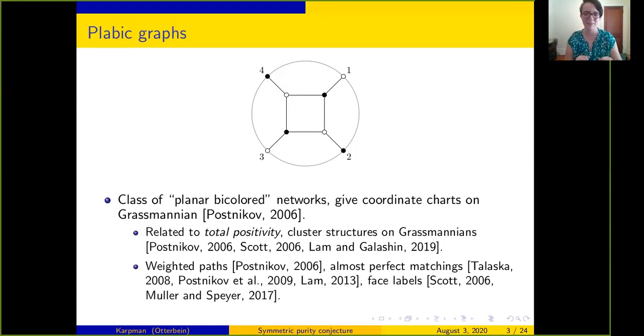out in some lecture notes of Thomas Lam, but building very much on work of Kelli Talaska, as well as Postnikov, Speyer, and Williams. And then another formulation that will be the focus in this talk is assigning labels to the faces of Plabic graphs and thinking of those face weights as representing minors of a matrix. So that's the formulation that we'll talk about today. In my thesis, I talked about almost perfect matchings of symmetric Plabic graphs, but translating it to the language of face labels wasn't quite ready.